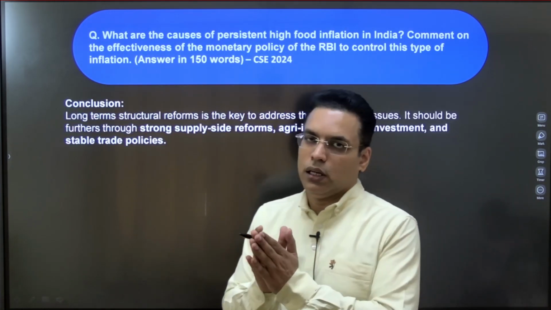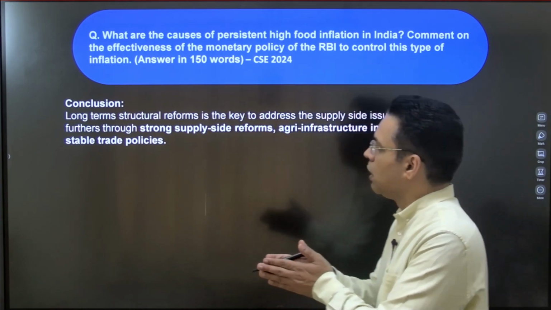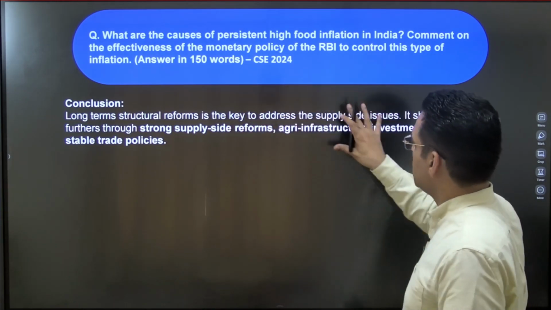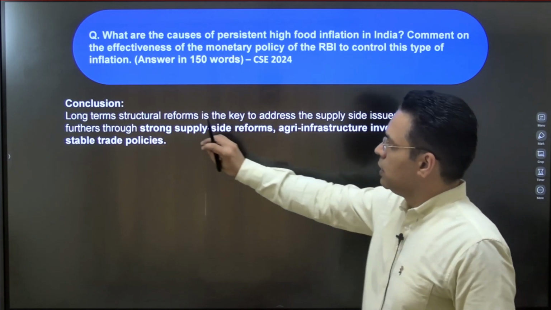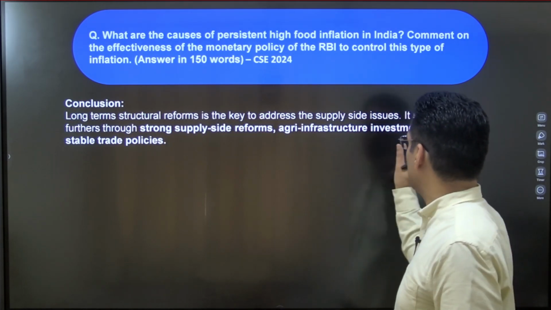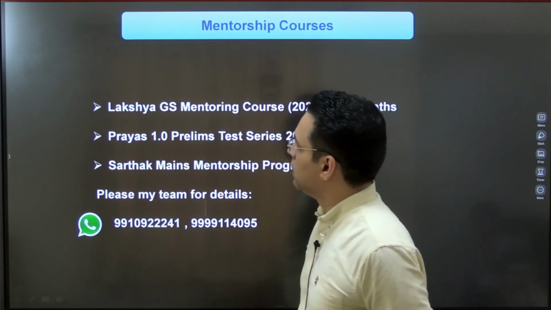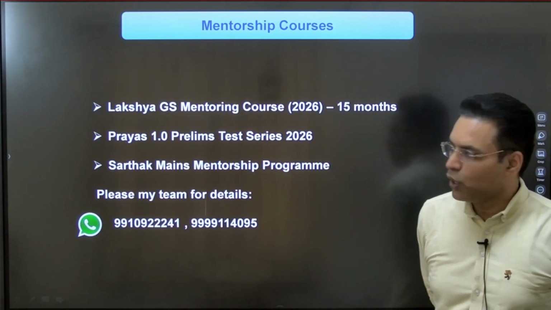And majorly, the Indian economy requires investment in agriculture, which is long term. And structural reform is key to address the supply side issue. It should be furthered through strong supply side reform, agri infrastructure investment, and stable trade policy. So that in totality is what is needed. So I hope you understood.